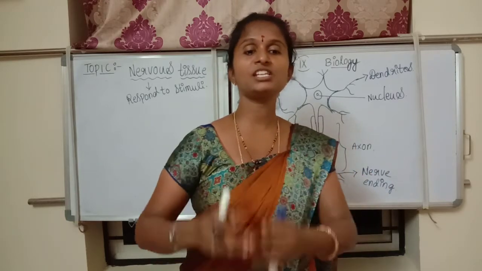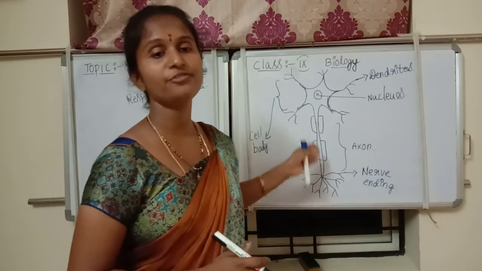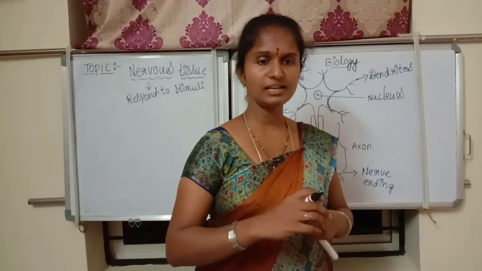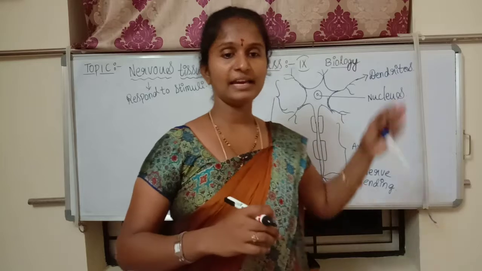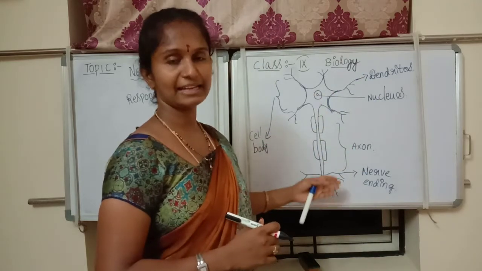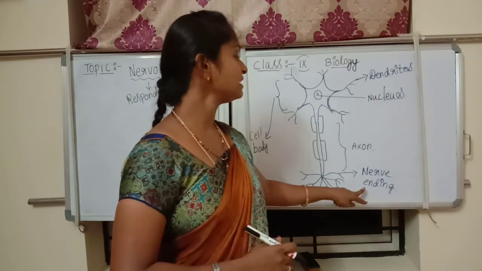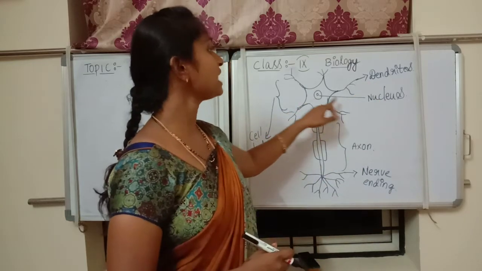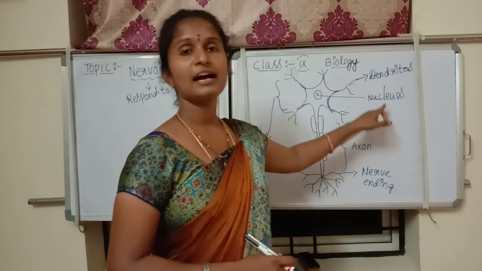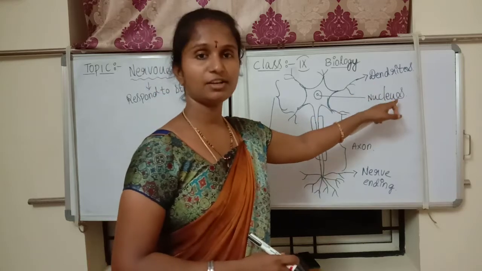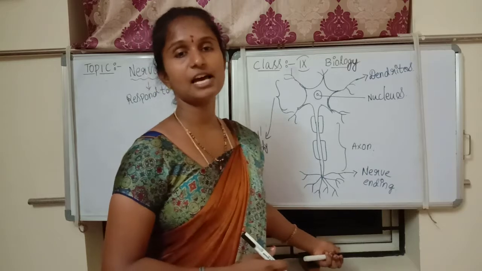The cells of this tissue are called nerve cells or neurons. This was the structure of a neuron. A neuron consists of a cell body, an elongated axon, hair-like structures which are the dendrites, and nerve endings. The cell body has a nucleus. In the neuron, the hair-like structures are dendrites, the elongated portion is the axon, and the nerve endings are present.